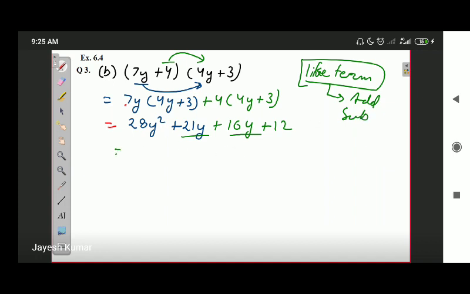So the signs of both these like terms are the same. So this is 28y square as it is. 21 plus 16 will be 37y plus 12. So this will be your final answer, not this. Okay. Now let's start with C part. No, sorry, D part.